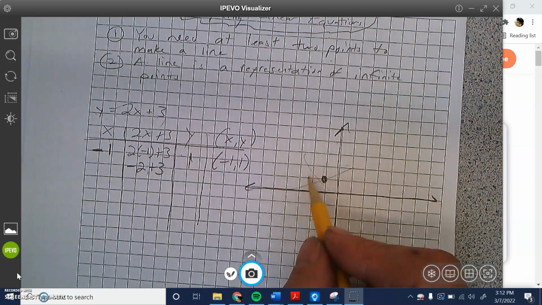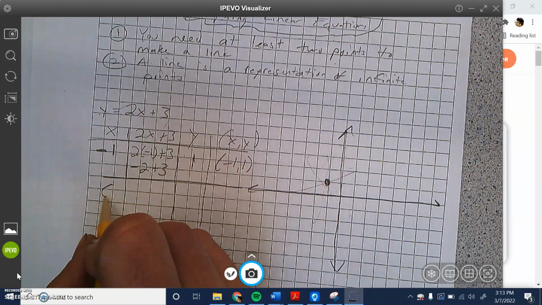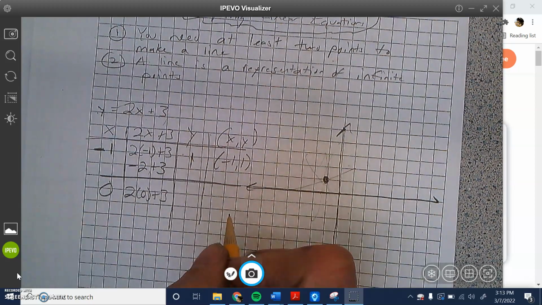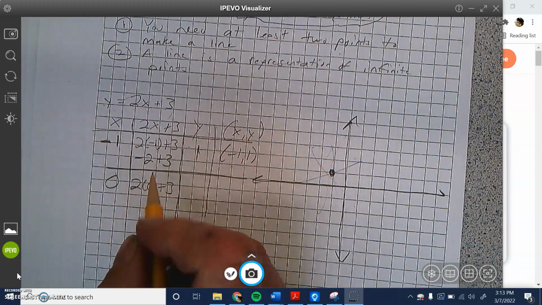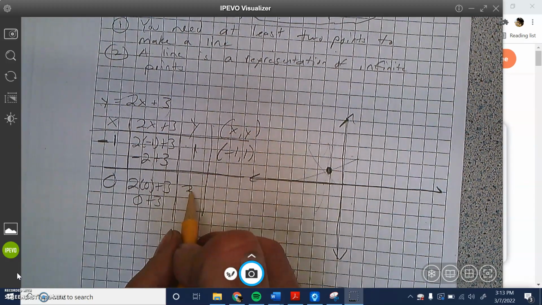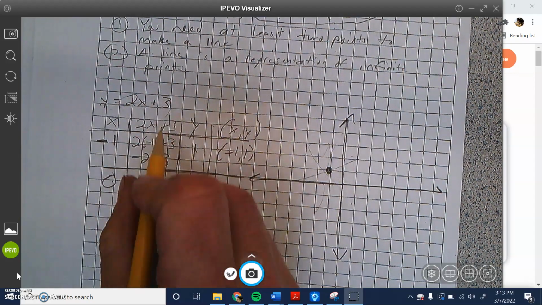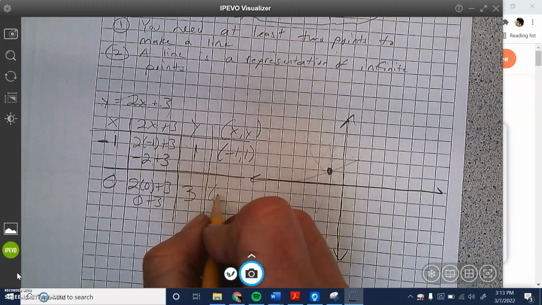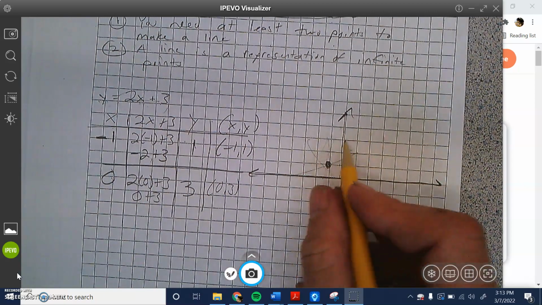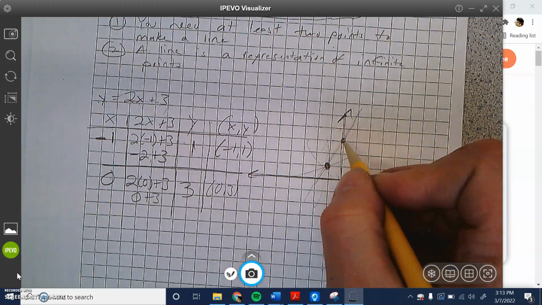You don't know where the line's going to go if you just have 1 point. It could go this way, this way, this way, this way. That's why you need another point to know where it goes. So let's pick 0. 0 is easy to work with. 2 times 0 plus 3. 2 times 0 is 0. 0 plus 3 is 3. So, 0 for x. When I plug in 0 here, I get 3 for y. 0, 3. So, 0, 1, 2, 3. Bam. Now I know where my line is going. It's going right there, because that's why I need that second point.